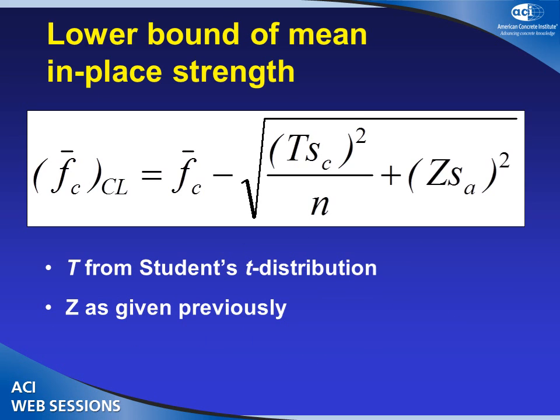Here's the mean in-place strength. There's the lower bound. And you're taking, instead of just the standard deviation of the core strength, it's now the standard deviation of the mean core strength, so you're allowed to reduce it by the number of cores that you've tested, and this is now the value from the distribution. You're still accounting for the uncertainty of the core strength correction factors.